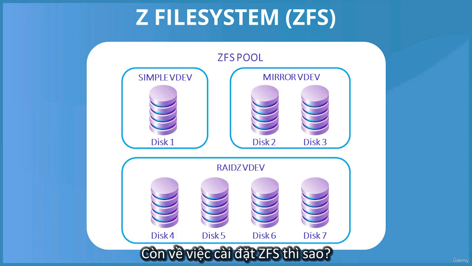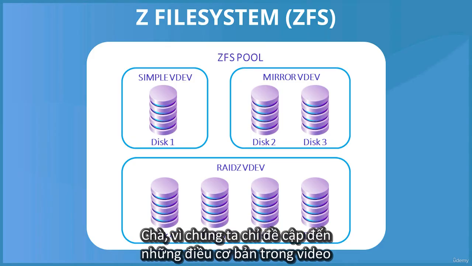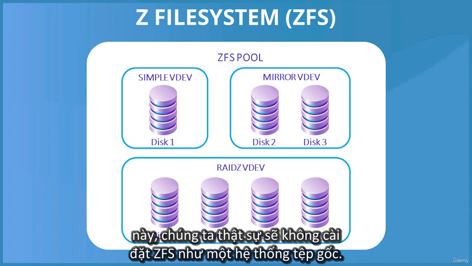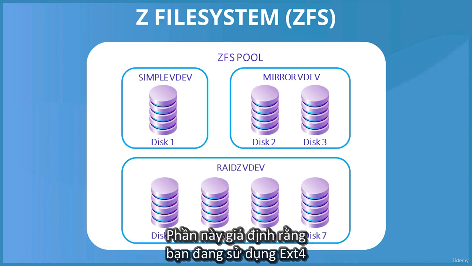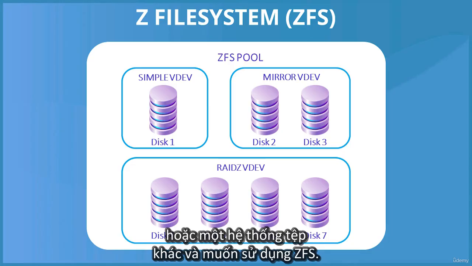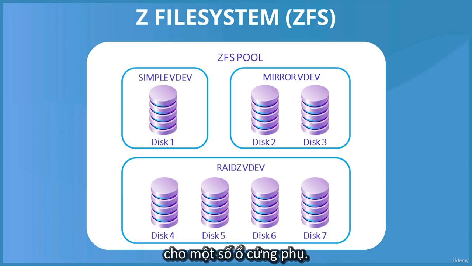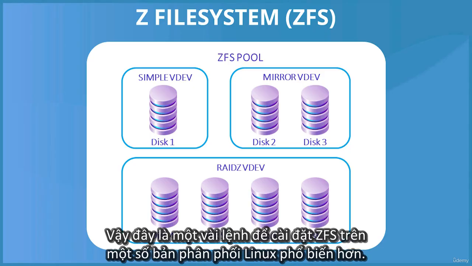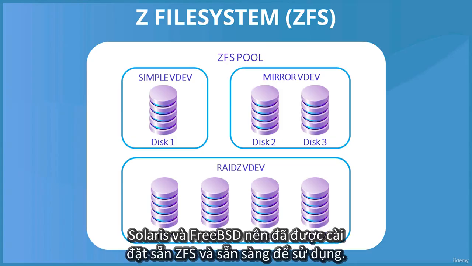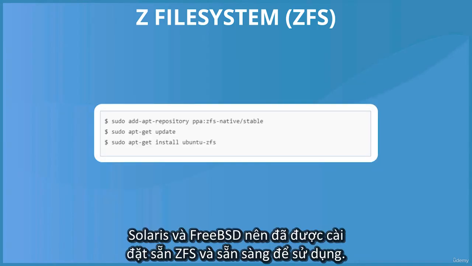What about installing ZFS? Well, since we're only going to be covering the basics in this video, we're not going to really be doing any installing of ZFS as a root file system. This section just assumes that you're using ext4 or some other file system and would like to use ZFS for some secondary hard drives. Here are a few of the commands for installing ZFS on some of the more popular Linux distros. Solaris and FreeBSD should already come with ZFS installed and ready to use.